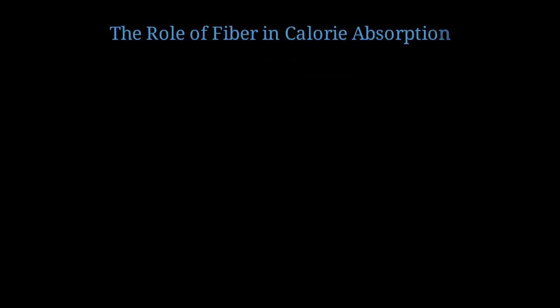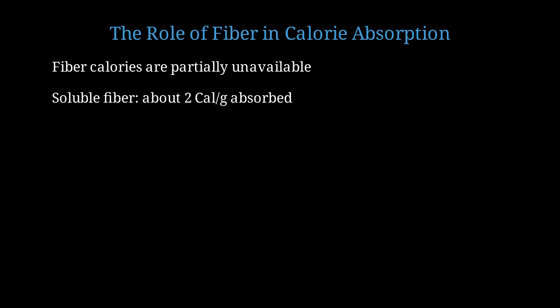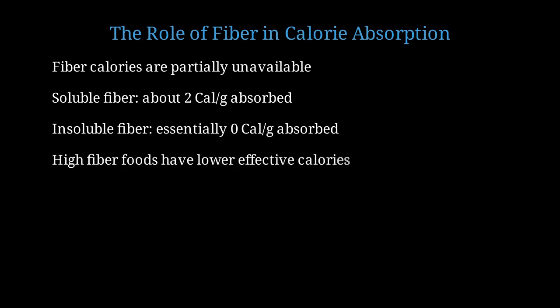Here's an important nuance. Not all calories listed on labels are fully absorbed by the body. Fiber is listed as a carbohydrate with 4 calories per gram, but humans cannot fully digest fiber. Soluble fiber provides about 2 calories per gram after bacterial fermentation in the colon. Insoluble fiber provides essentially 0 calories as it passes through undigested. This means high-fiber foods have lower effective calories than the label suggests. This is one reason whole foods support weight loss better than processed foods.